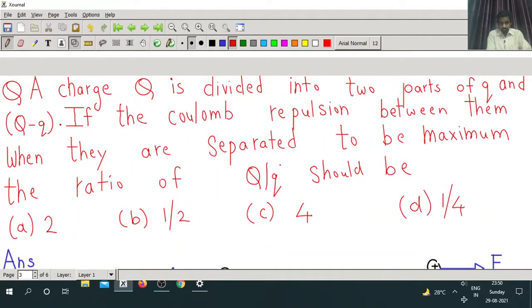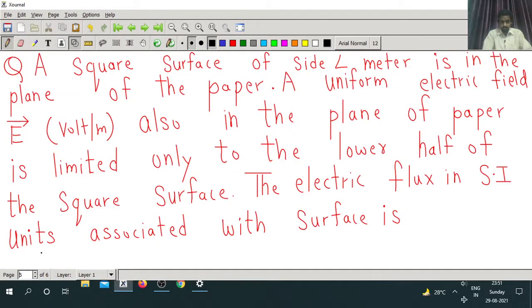Here it is asked what is the ratio of capital Q upon small q, and that is 2. So the answer to this question is 2, that is A1. Now you can go to the next question.